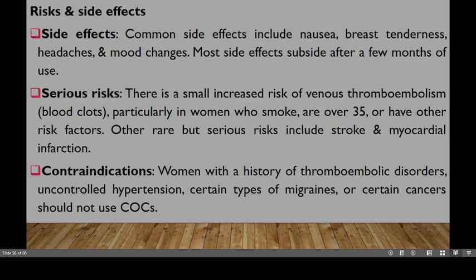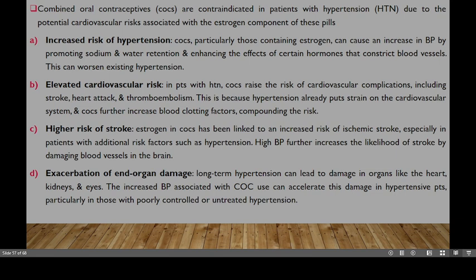So those are some of the advantages of COCs over POPs, right? But the risk, of course, we have the side effects, which include nausea, breast tenderness, headache, mood changes. Most of these side effects subside after a few months of use. Could also have some serious effects like blood clots. They're also contraindicated in patients with history of thromboembolic disorders, uncontrolled hypertension, and some types of migraine disorders, right?